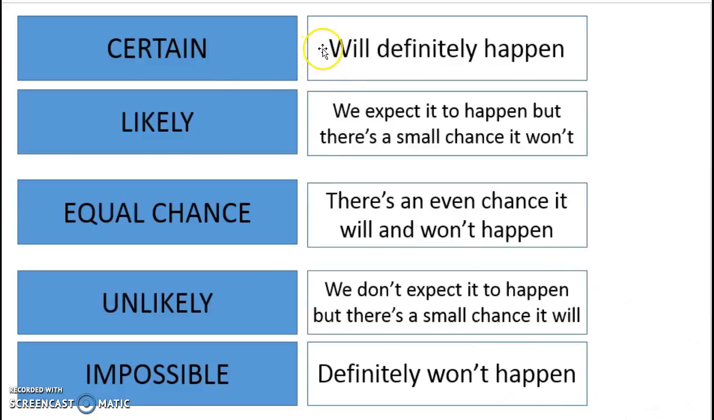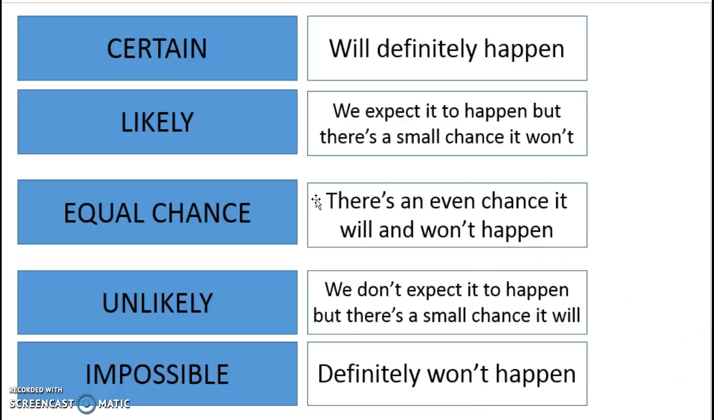Certain means it will definitely happen. It means it's 100% certainty that that event is going to happen. Likely means we're pretty sure it's going to happen, but there is a small chance that it won't. An equal chance tells us that there's an even chance it will happen, and there's an even chance it won't happen.